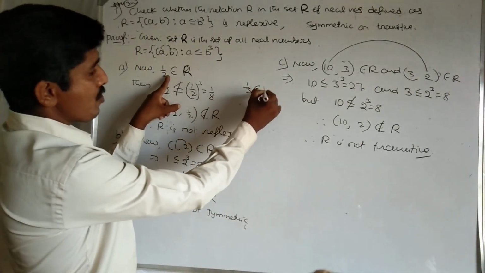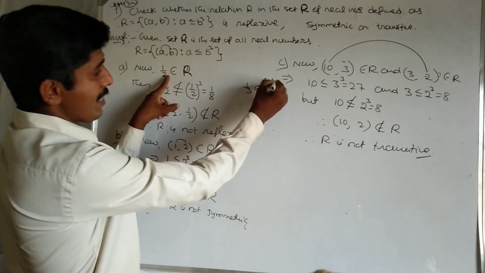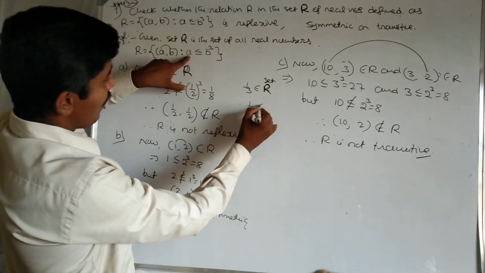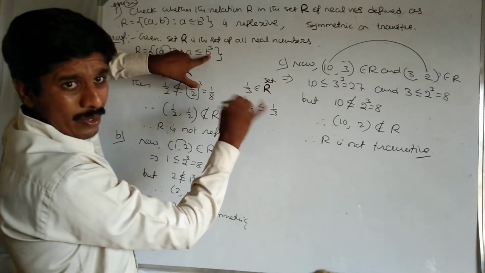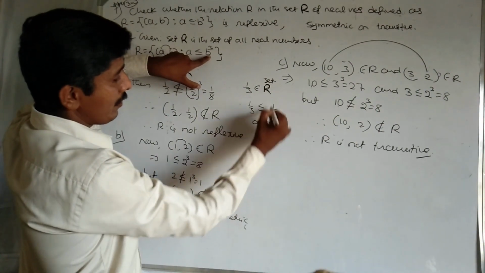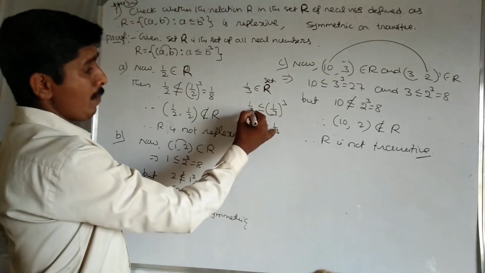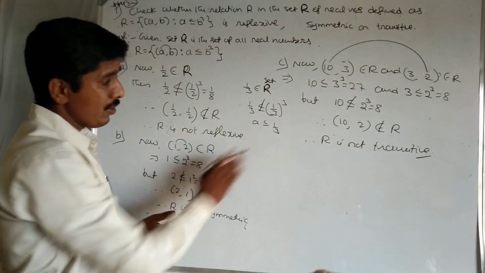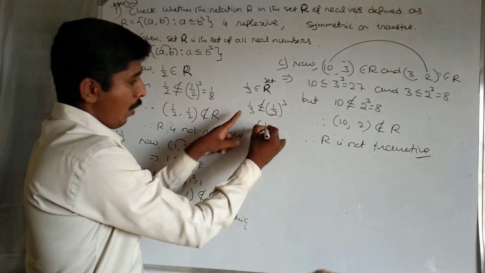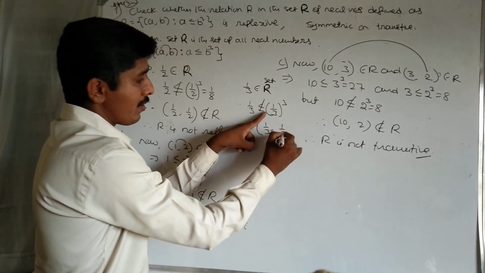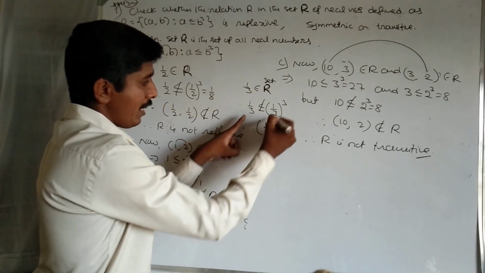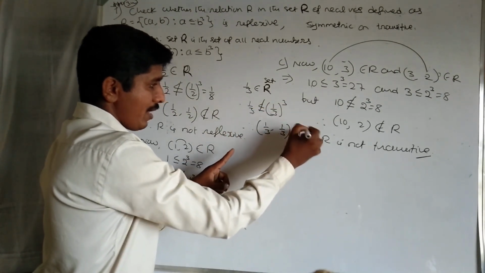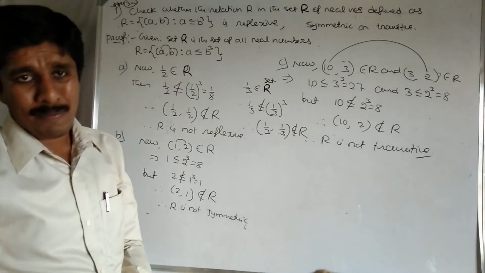1 by 3 belongs to the set R. For the reflexive condition, A is less than or equal to 1 by 3 whole cube with B equal to 1 by 3. But 1 by 3 is greater than 1 by 3 whole cube, so it is not less than or equal to 1 by 3 whole cube. Therefore, you can write 1 by 3, 1 by 3 with A equal to 1 by 3, B equal to 1 by 3. This pair (A, B) does not belong to the relation. Therefore, R is not reflexive.